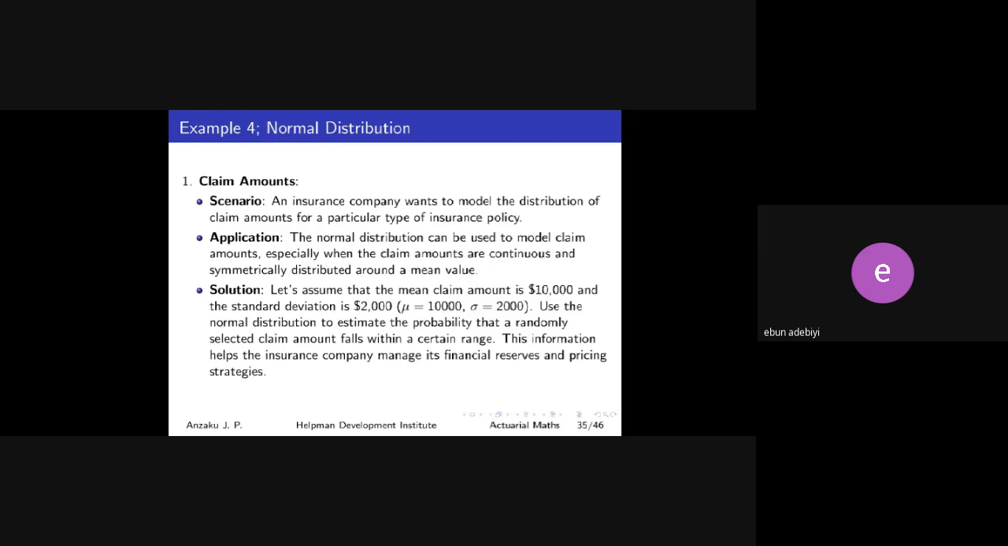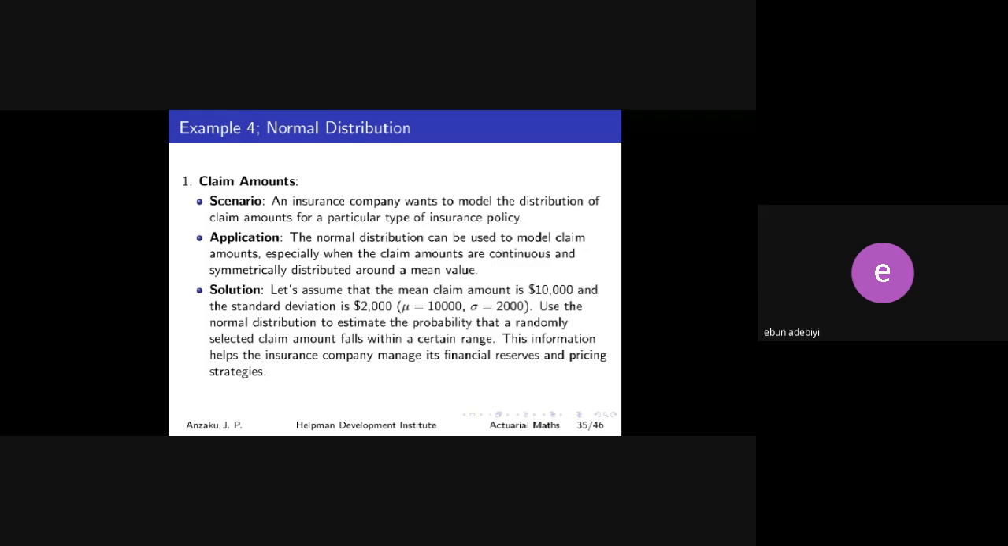The normal distribution can be used to model claim amounts, especially when the claim amounts are continuous and symmetrically distributed around a mean value. Take for instance, let's assume that the mean claim amount is $10,000 and the standard deviation is $2,000. So we have our mu to be 10,000 and our standard deviation to be 2,000. So we can use the normal distribution to estimate the probability that a randomly selected claim amount falls within a certain range.